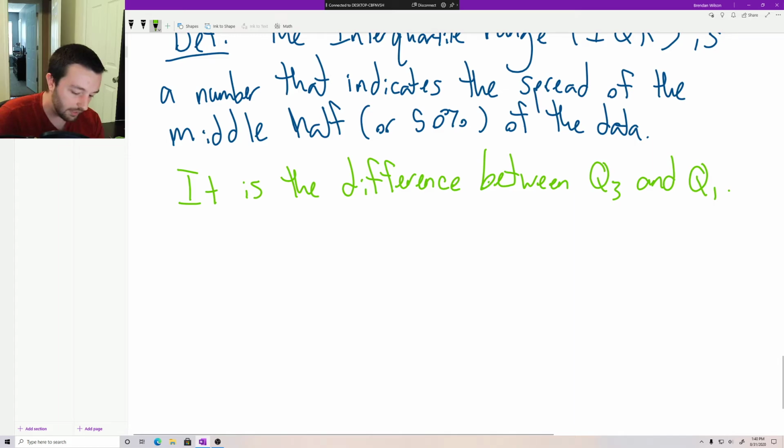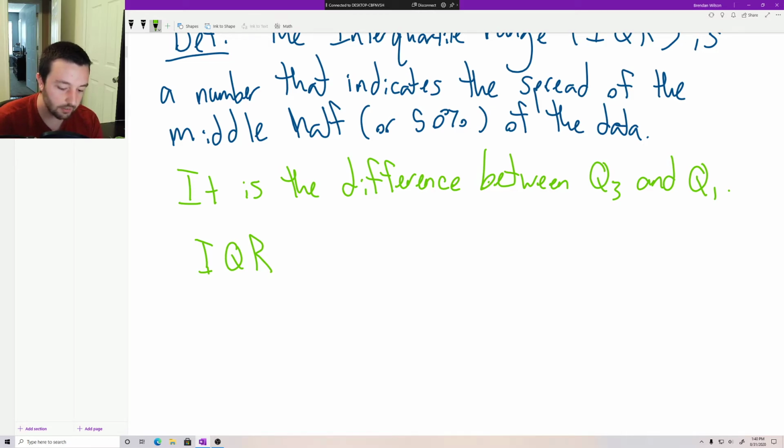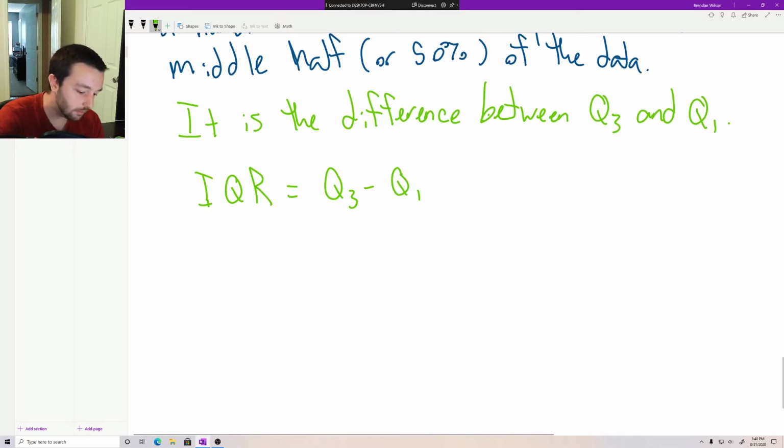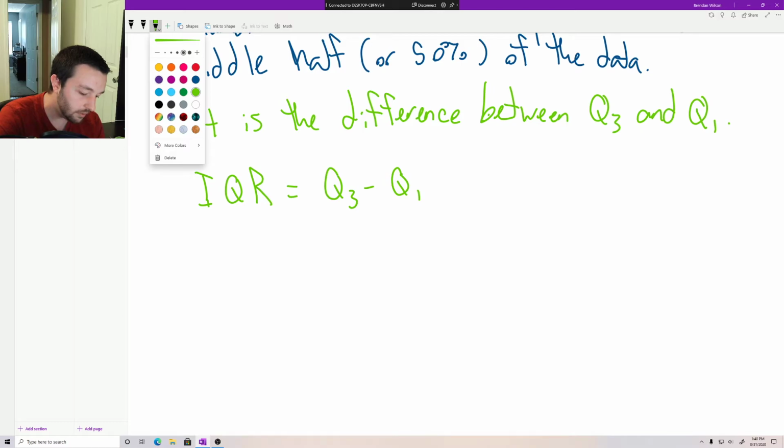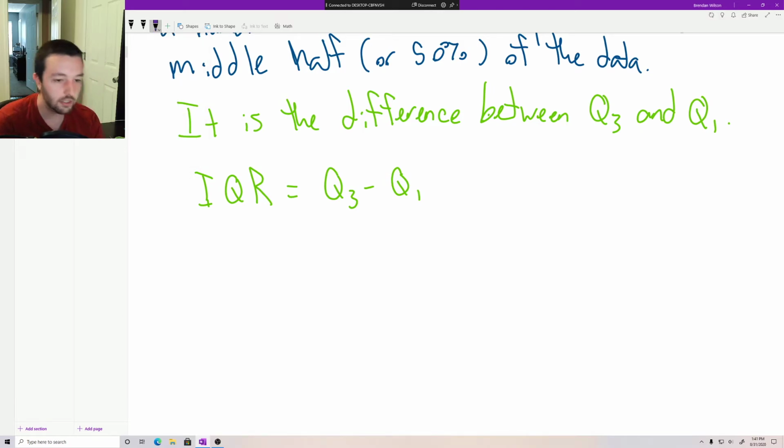So let me write the formula down. The IQR, interquartile range, is equal to Q3 minus Q1. So we can use the IQR to look for what I was saying is called an outlier.